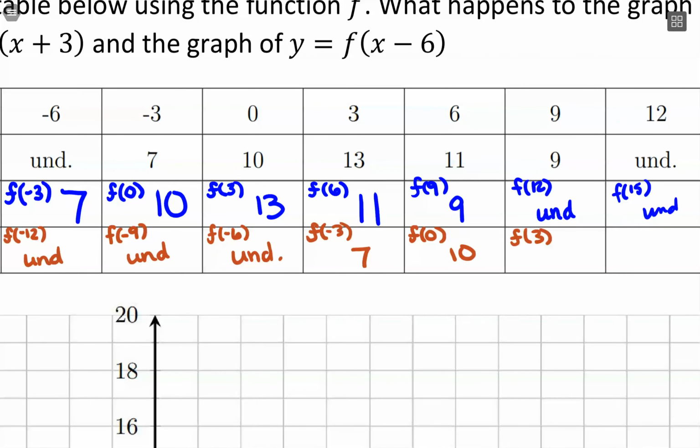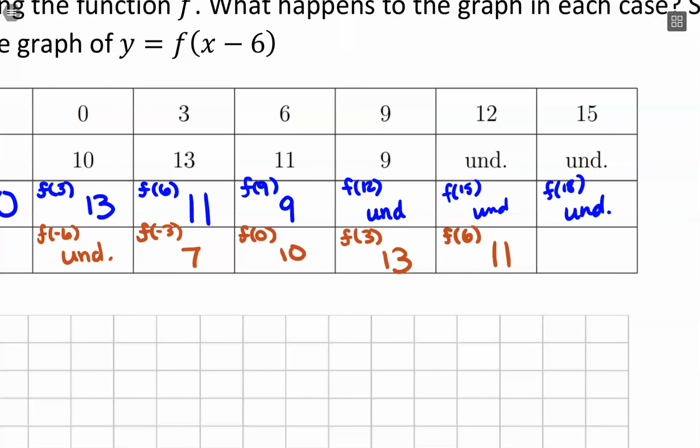And then f of 3 is 13. F of 12 minus 6, which is 6. And f of 6 is 11. And then f of 15 minus 6, which is 9. And f of 9 is 9.